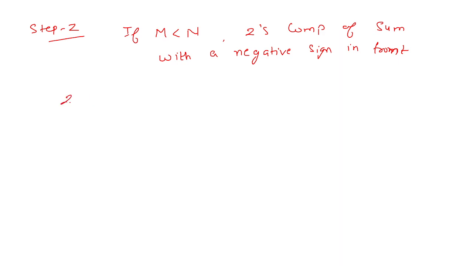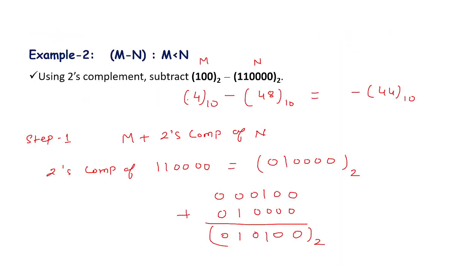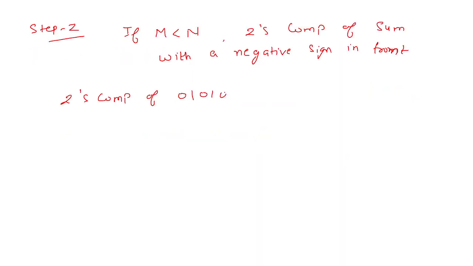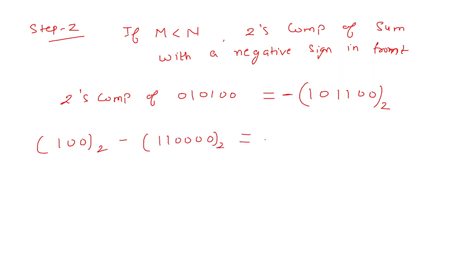So we need to take the 2's complement of 010100. If we take the 2's complement of this, we'll get 101100. And we need to place the negative sign in front of it. So finally, we got a number which is minus 101100. So we have done the subtraction of 110000 from 100, and the result is minus 101100.